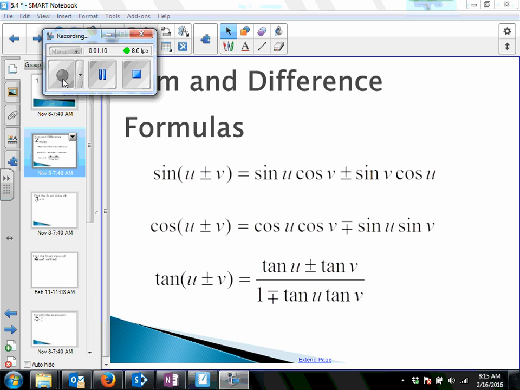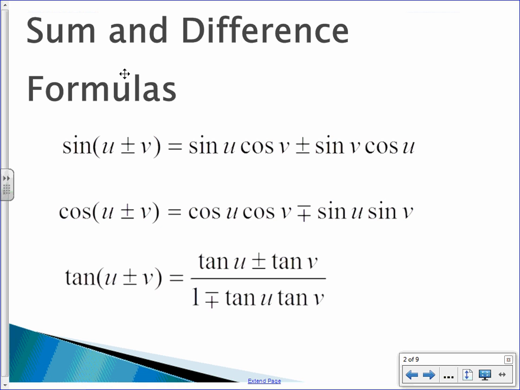So on your foldable, you have three formulas. These are called our sum and difference formulas. Okay, so let's just talk through these very quickly. So this is if you have a sum or difference inside of one of your angles. So if we have the sine of angle U plus angle V, then we can rewrite that as the sine of U times the cosine of V plus the sine of V times the cosine of U.